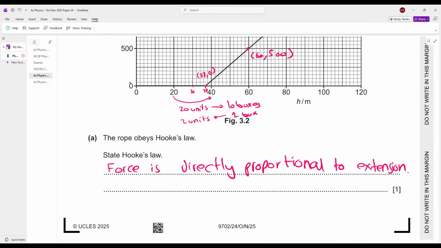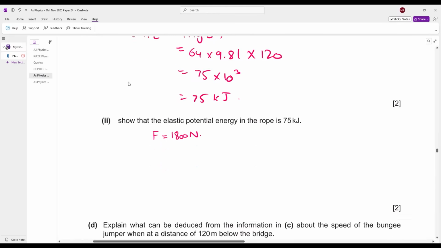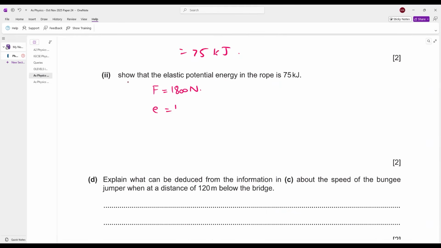बेटा आपकी अनस्ट्रेच लेंथ 37 है, फाइनल लेंथ क्या है? 120. How will you calculate extension? एक्सटेंशन किस तरह निकालोगे? 120 माइनस 37, एक्सटेंशन क्या आ गए? Yes, this comes out to be 83 meters.